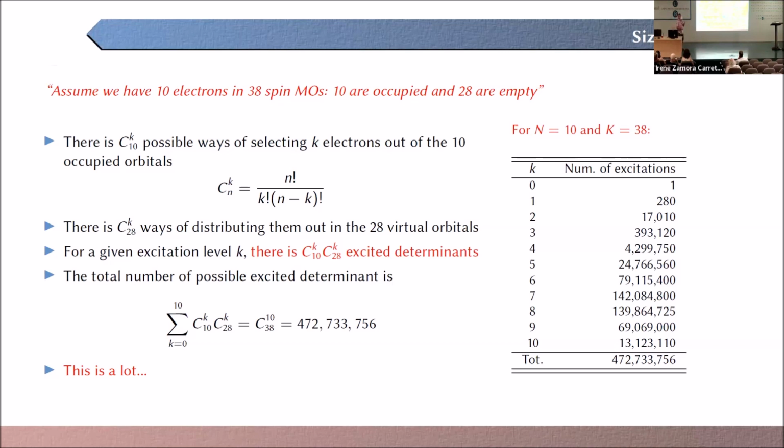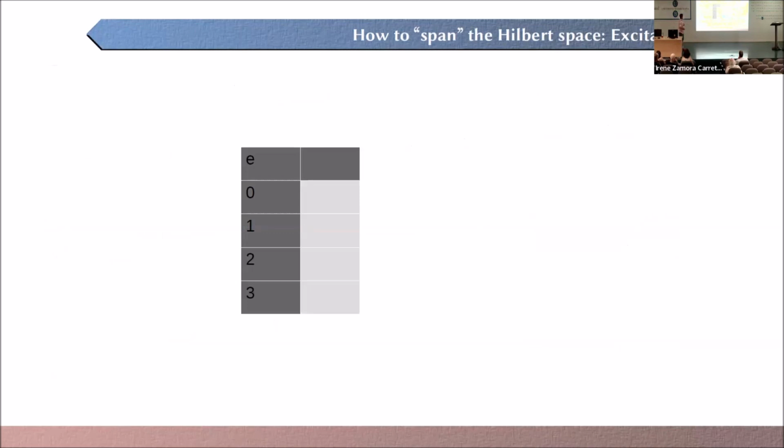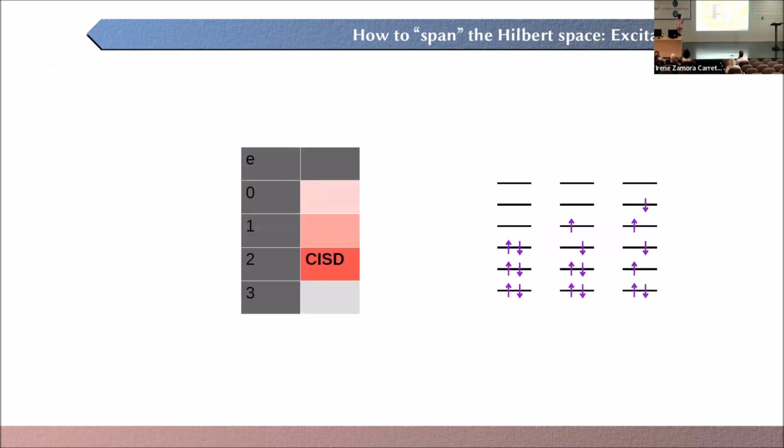Okay, so that's the idea of CIPSI. So here I wanted to show you, for example, if I define E as the excitation degree, you can reach the full CI limit by including more and more determinants: singles, doubles, triples, and so on. So that's one way to reach the full CI by spanning the entire Hilbert space.